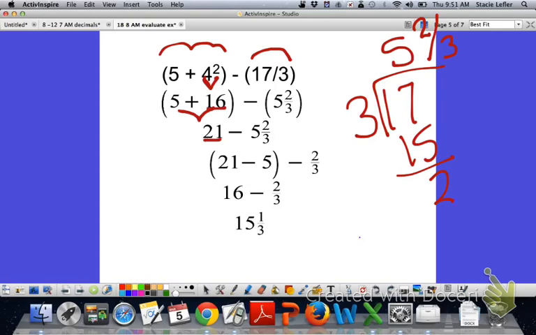So 5 and 2/3. So here, there's a couple ways of looking at how to subtract 21 and 5 and 2/3. So I'm thinking I'm going to take 21 minus 5, which is a 16. And from the 16, still need to take away 2/3. 2/3 less than 16 would be 15 and 1/3.